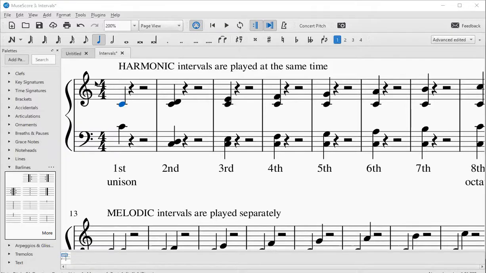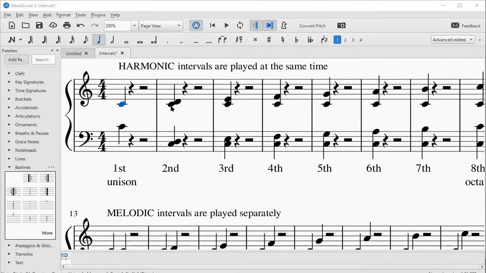So again, harmonic intervals are played at the same time. I've written these in bass and treble clefs so that everybody can see it in their favorite clef. If we are going from one note to the very same note, the very same pitch, it is called a first, or most often we call it a unison. It is the same note. We're not going anywhere. So first and unison are the same. It also means the same pitch.